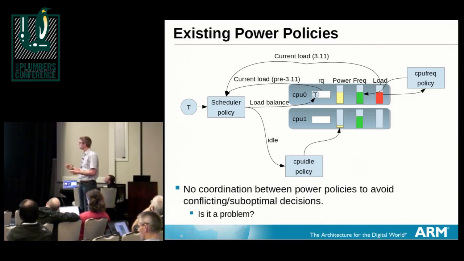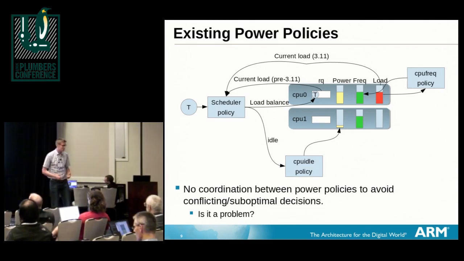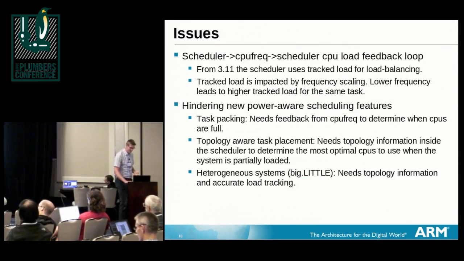At the same time, we have CPU idle that is just called from the scheduler, and it will do its best to try to figure out which C state it should choose. And there's not much coordination there. But is it really a problem? There is this negative feedback between the scheduler and CPU freq at the moment, which is clearly not ideal. But there are also other things that are missing that could really help us. For example, a missing unified policy makes it really difficult for us to do packing very efficiently.